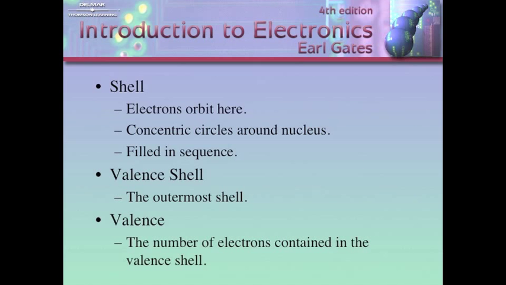The next shell I want to talk about, though, is the valence shell. And the valence shell is the outermost shell. Whatever the outermost shell is. If we fill 3 shells, the outermost shell will be that third shell. That's the valence shell. And to be honest with you, this is the shell that we're interested in for electronics and electricity, because that's where things are going to happen. Valence refers to the number of electrons contained in the valence shell.